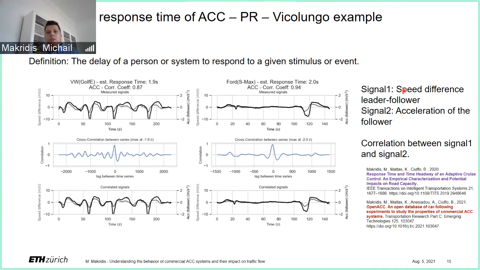So the response time of the controller can be instantaneous. What we do is to take measurements from the vehicles and observe the vehicle system as a whole, as a black box. And we see the reaction of this system, which includes the interoperability of different components. So here in these figures, on the top figure, you can see the two signals, with light gray the speed difference, and with black the acceleration of the follower. And by correlating these two and finding this maximum here, we detect the observable response time.